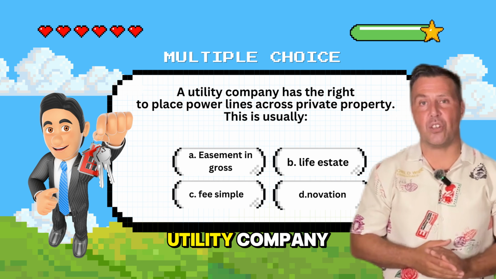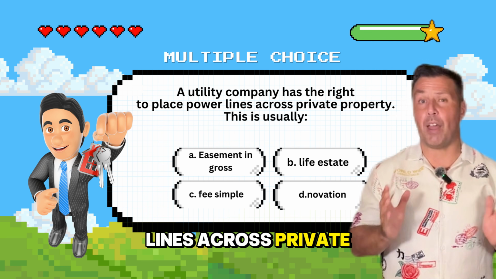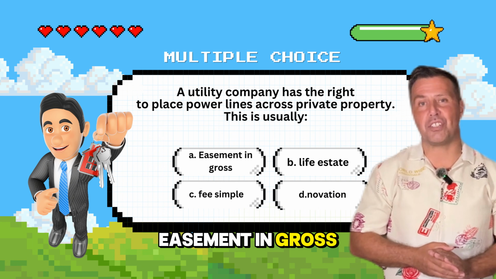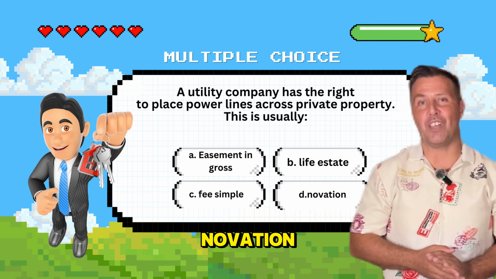Question 26. A utility company has the right to place power lines across private property. Now this is usually A. An easement in gross, B. A life estate, C. Fee simple, or D. Novation.